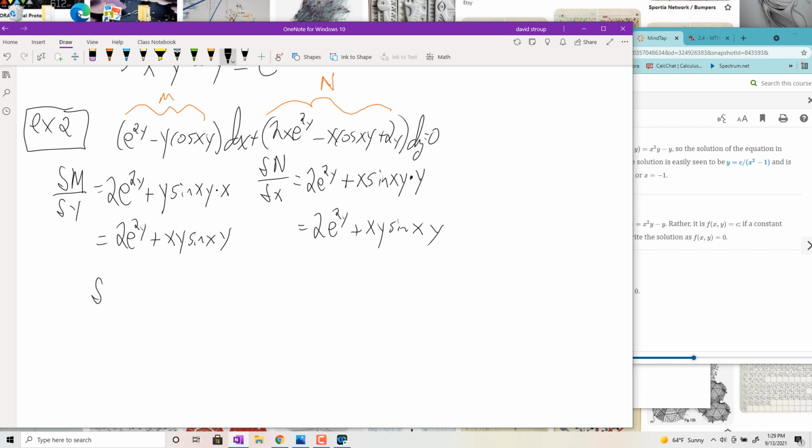Okay, so now we go to the partial with respect to y of the integral of M with respect to x. So the integral of e to the 2y minus y cosine xy with respect to x, and that should equal N.